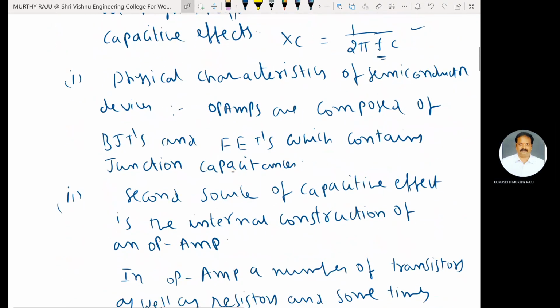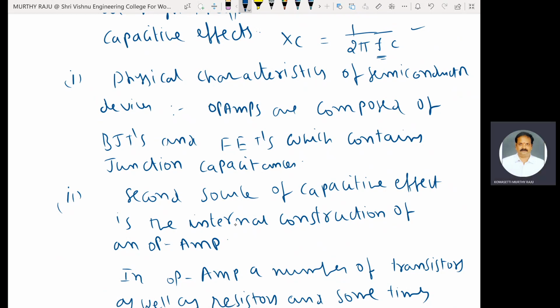Capacitive effects come from the physical characteristics of semiconductor devices. This is one source of capacitive effect. Op-amps are constructed of BJTs and FETs, which contain some junction capacitances. The first stage of an op-amp is a differential amplifier, a dual input balanced output differential amplifier. This differential amplifier contains either two transistors or two FETs having some junction capacitances. This is the first source.